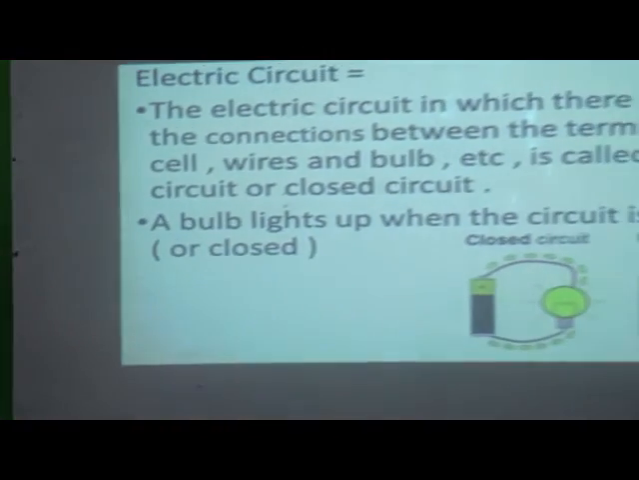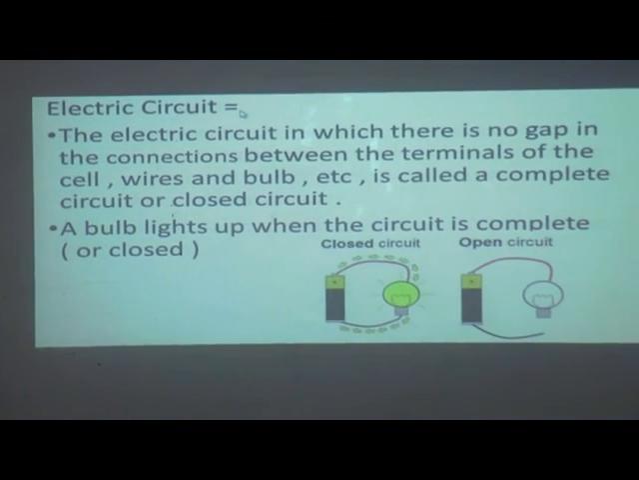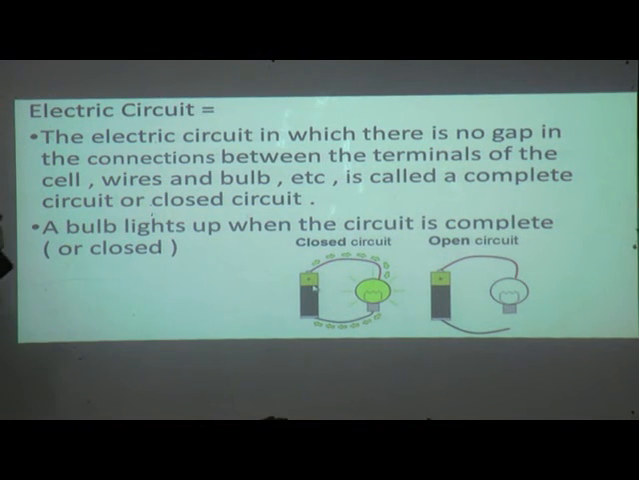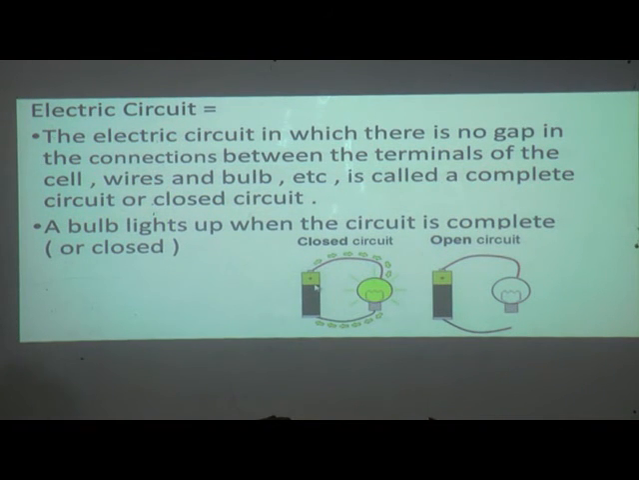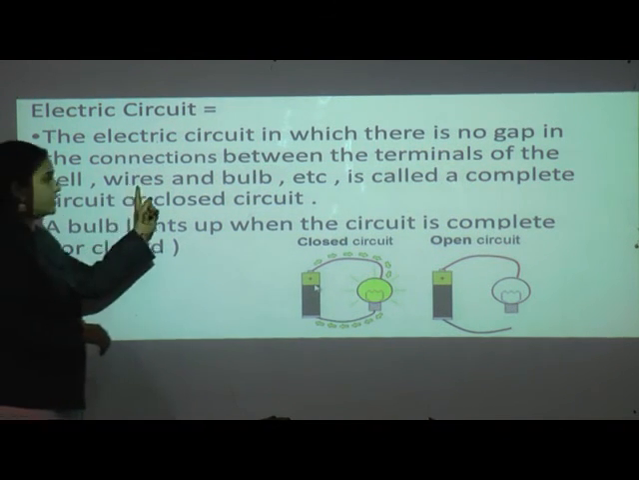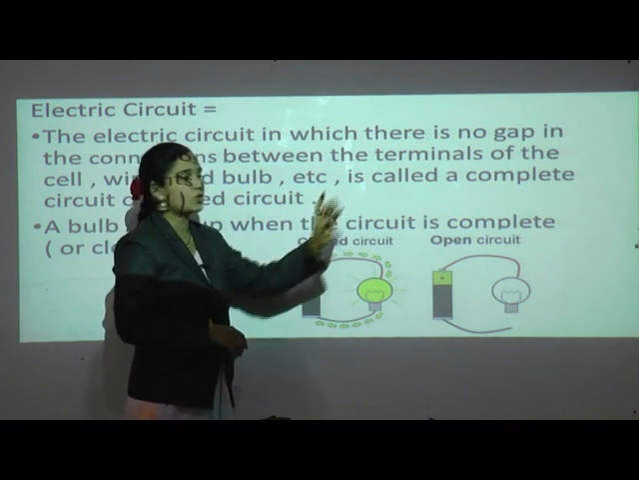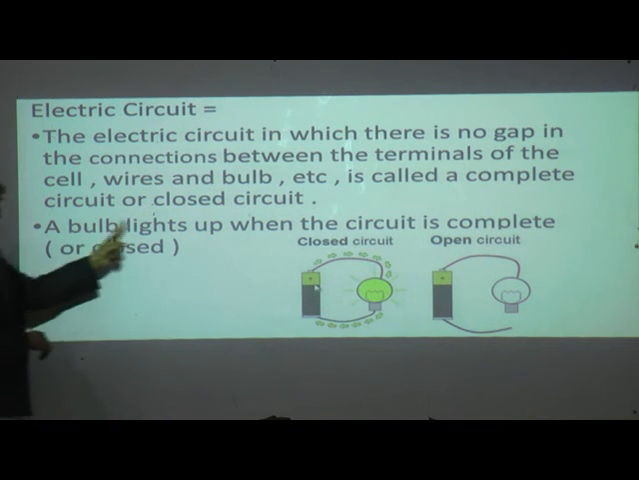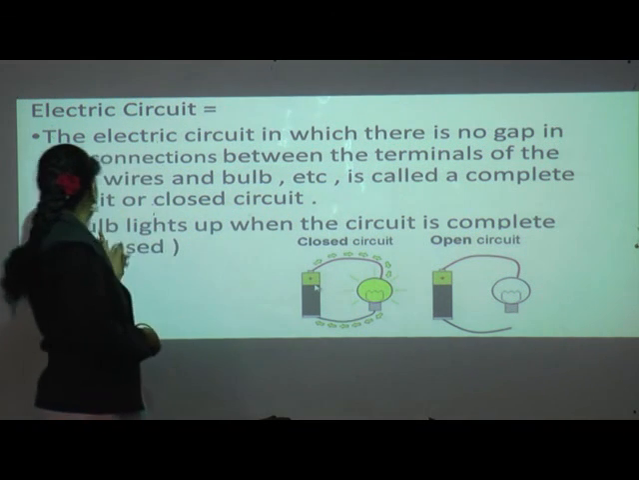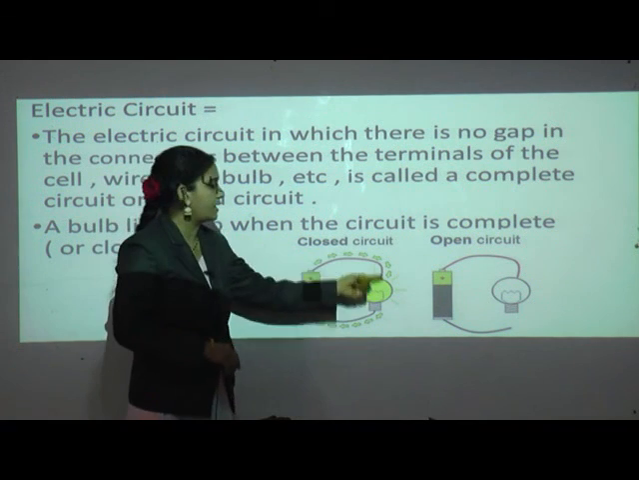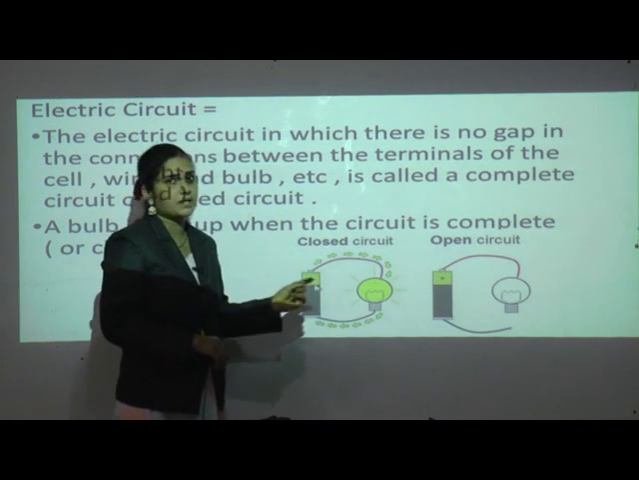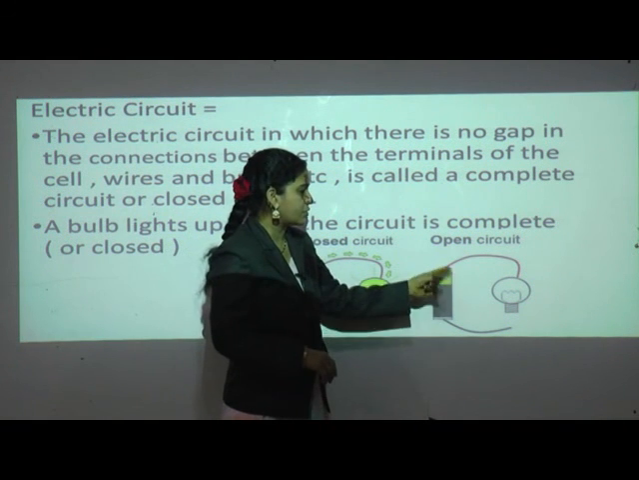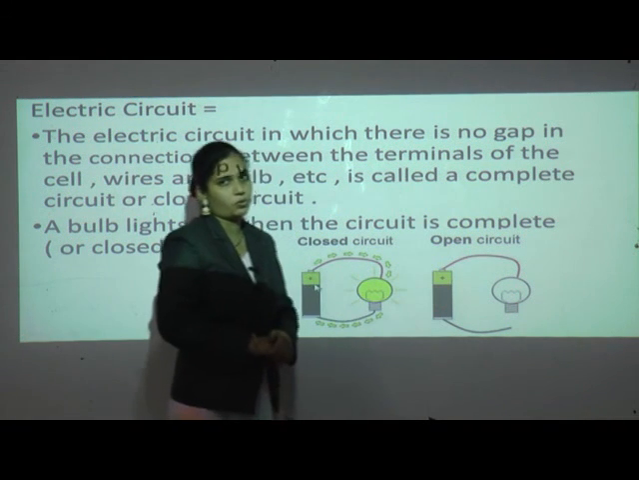Here is the PPT, electric circuit. See students, the electric circuit in which there is no gap in the connections between the terminals of the cell, wires and bulb, etc. is called a complete circuit or closed circuit. A bulb lights up when the circuit is complete or closed. Here is an open circuit, so that's why the bulb will not glow, isn't it?